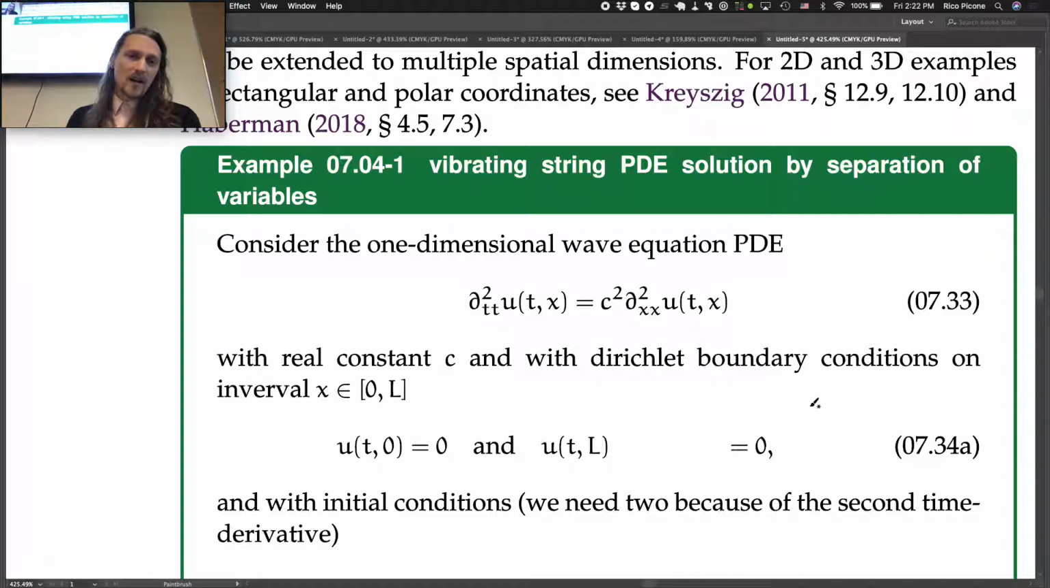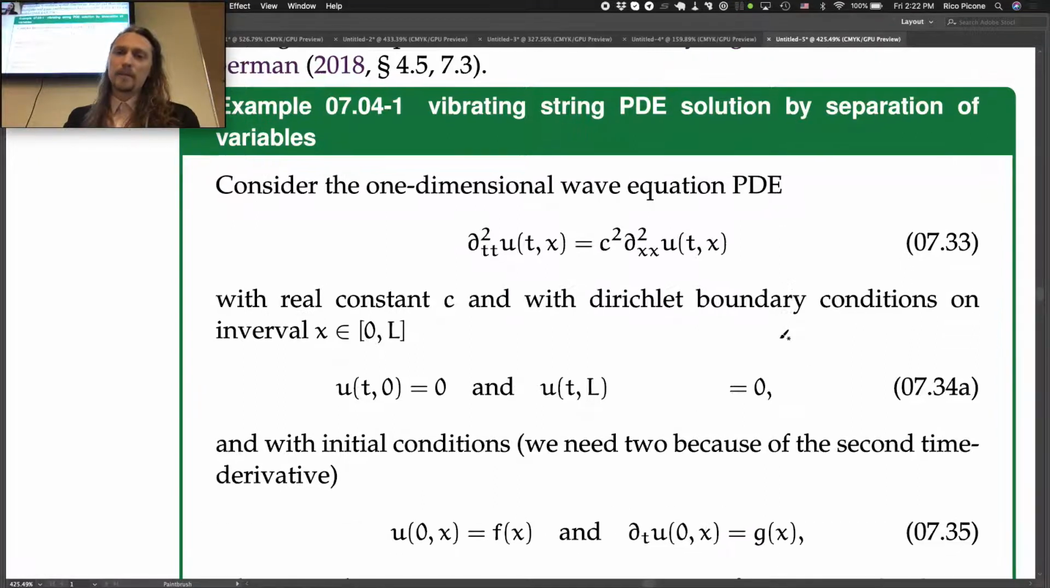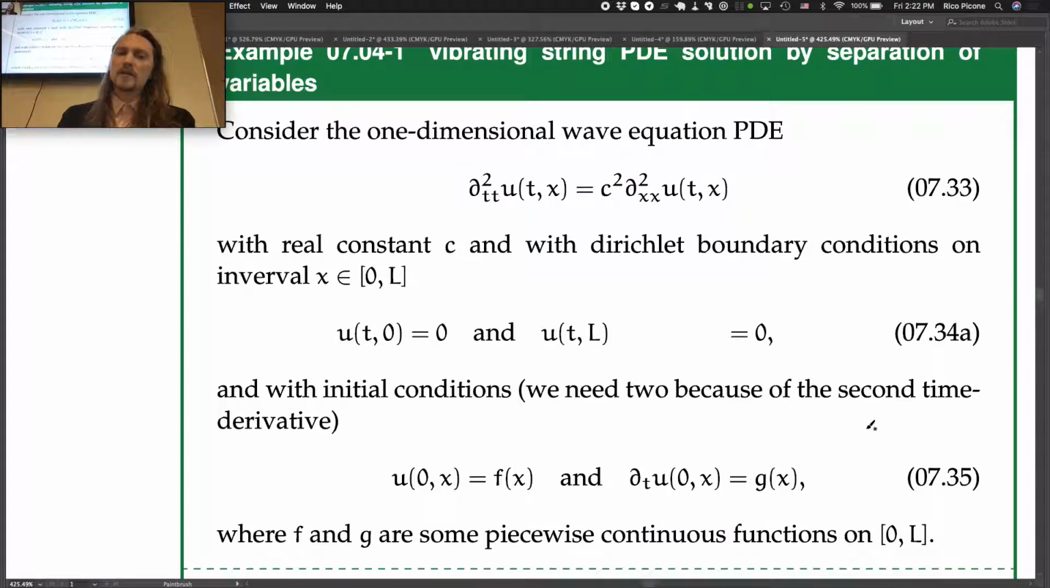So here's the example: vibrating string PDE solution by separation of variables. Consider the 1D wave equation PDE given here, the same one as above, with real constant c and Dirichlet boundary conditions on the interval from 0 to L. They're both 0 at the ends. So if it's a string that we're modeling, then we're holding the ends of the string stationary at the same position.